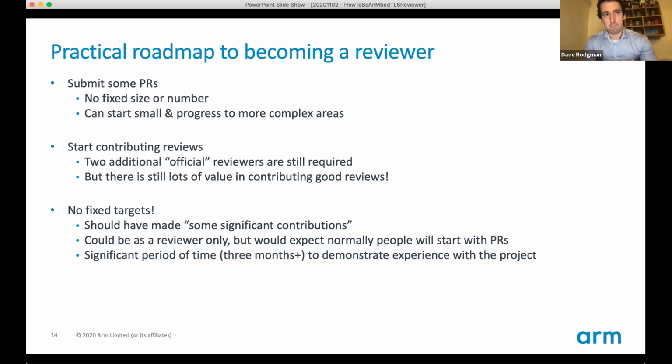Then obviously the next step is to start contributing reviews. At first, as an unofficial reviewer, 2 official reviews are still required, but there is value for us in having an external review. We can see that someone's already ticked off a load of issues, and so that reduces the review workload for us. So it's still valuable to have that. There are no fixed targets in this process, so we're not saying you must have 5 reviews or anything like that.